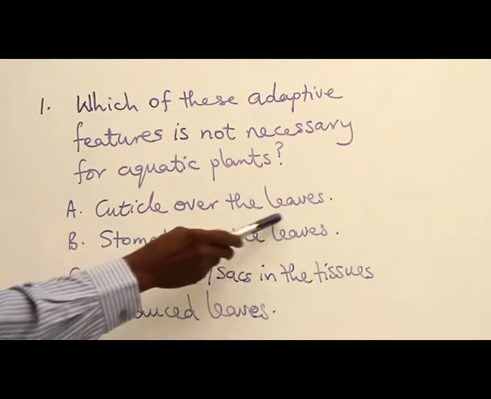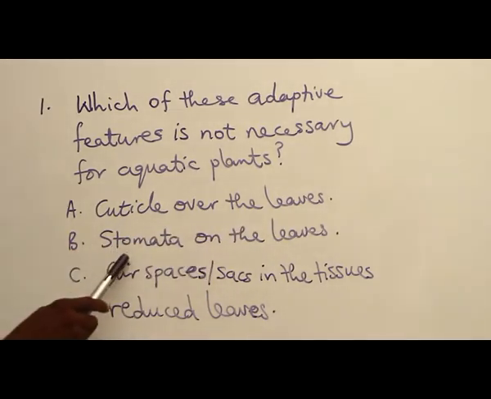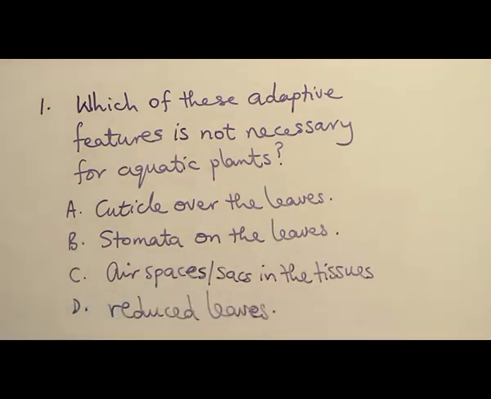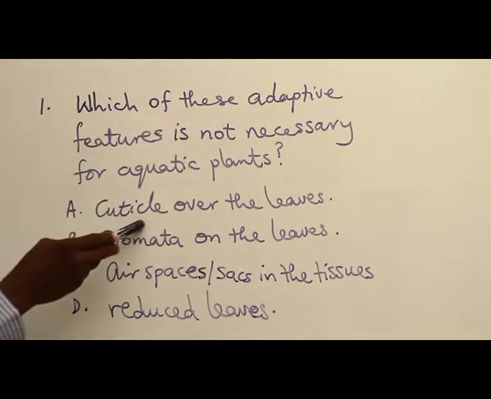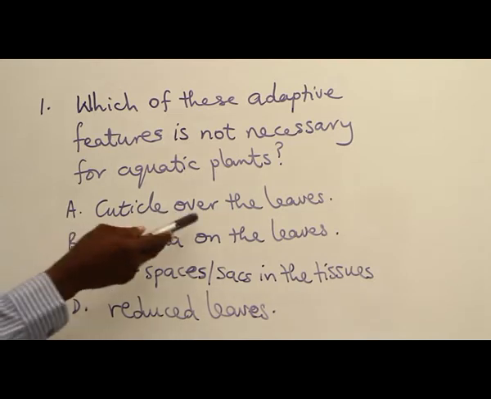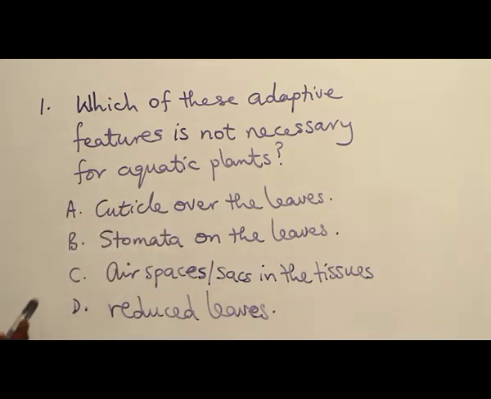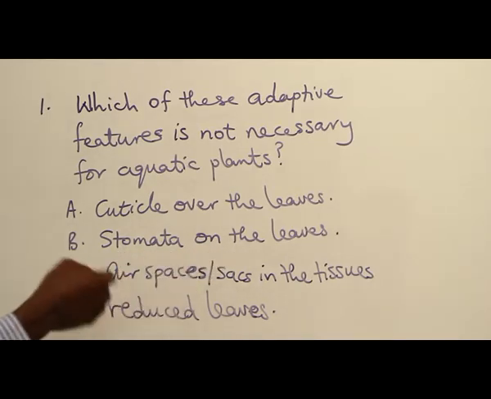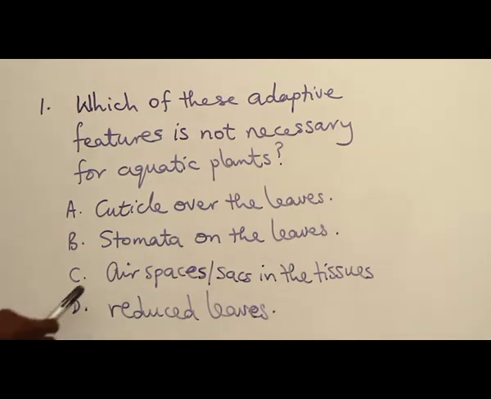A. Cuticle over the leaves. B. Stomata on the leaves. C. Air spaces or air sacs in the tissues. And D. Reduced leaves. Now, the plant is already inside water. What is the cuticle over the leaves doing? Is to protect the leaf from getting wet. What is the stomata on the leaf doing? Is to be able to remove excess water from the body through transpiration.